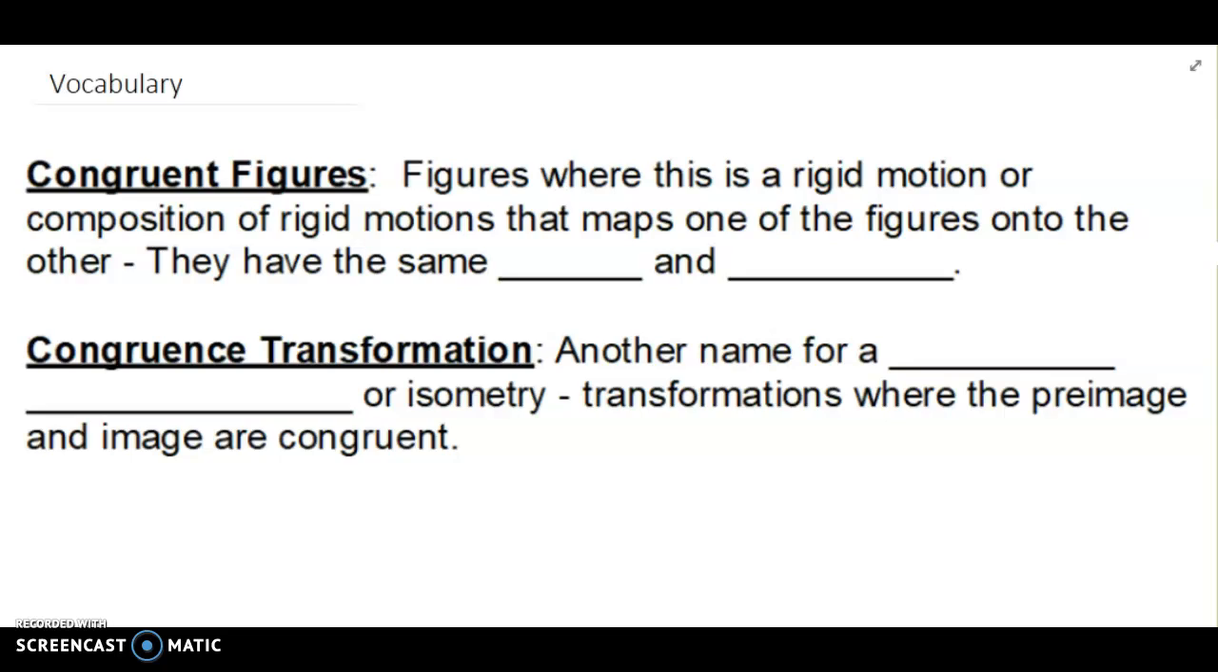All right, let's go over a couple vocab words. You probably could figure these out by yourself without going over them, but we're going to go over them anyways. Congruent figures are just what they sound like. They're two figures that are congruent. By definition, they're figures where there is a rigid motion or composition of rigid motions that maps one of the figures onto the other. Now, the important thing is they have the same size and they have the same shape.